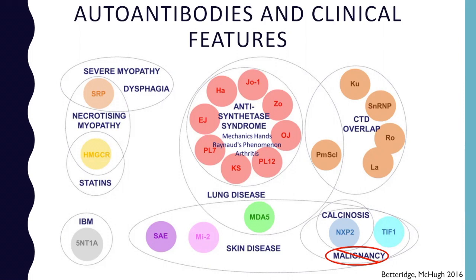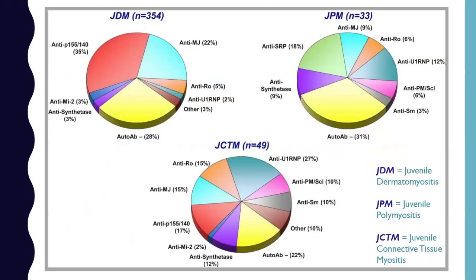Malignancy is on here, meaning cancer. That does not happen in kids, but does happen in adults, especially with the TIF1 gamma autoantibody. And statin exposure is another thing that happens in adults and can precede the autoantibody of HMGCR, but that's not seen in children. And then this is another way that we look at autoantibodies.